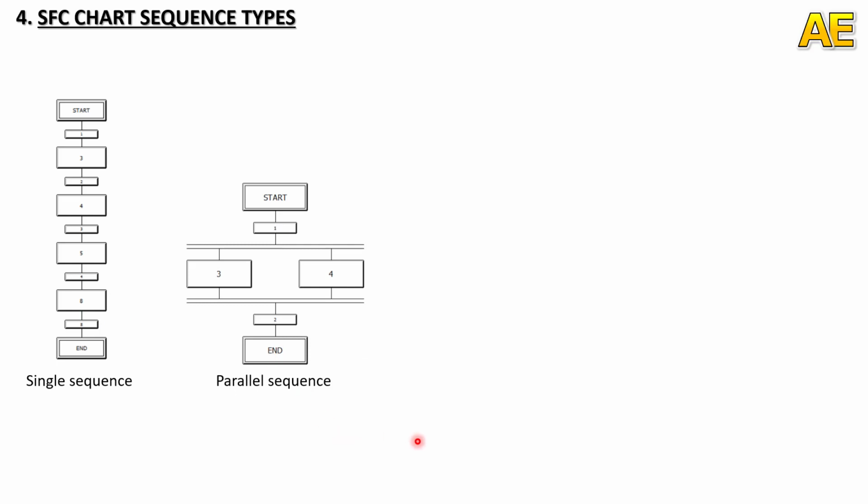The second type is the parallel sequence. The parallel sequences are executed in one cycle and executed independently of each other. The transition after a parallel sequence is executed when the steps at the end of the sequence parts are active and the transition condition is satisfied.